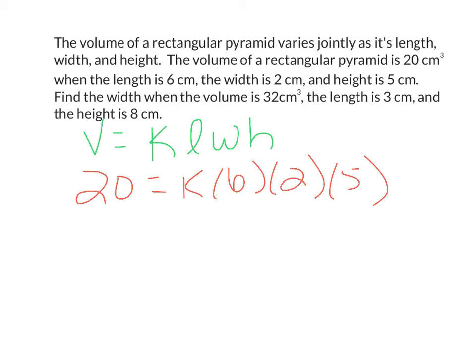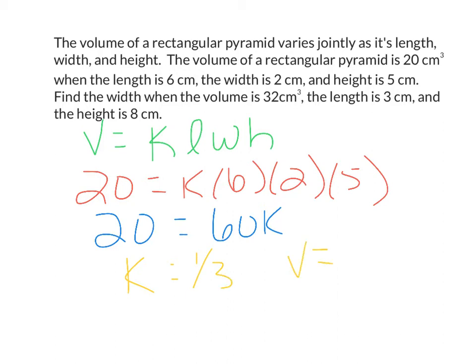I'm going to simplify my equation to get 20 equals 60k. And now I'm going to solve for k by dividing by 60. And I get that k is equal to 20 60ths, or 1/3. So I can now rewrite my equation as V equals 1/3 L W H.